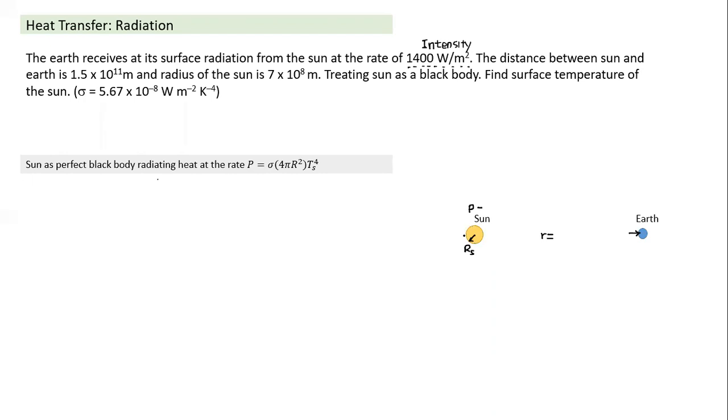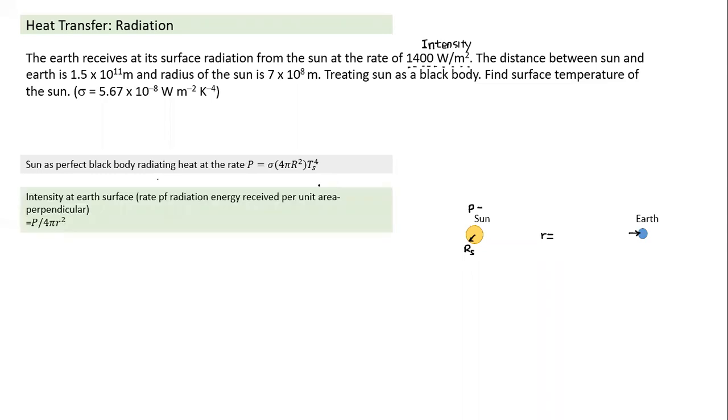What is the energy radiated per unit time? That is nothing but power. Rate of heat radiation is power. And if it is a perfect body, E is equal to 1, so power is Stefan-Boltzmann constant σ times 4πR², R being the radius of the sun, into surface temperature T⁴. So that's the power radiated.